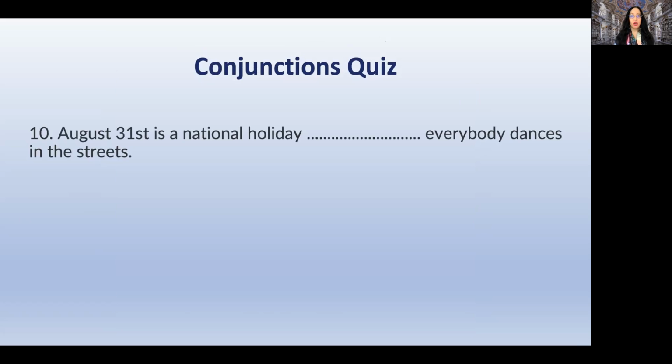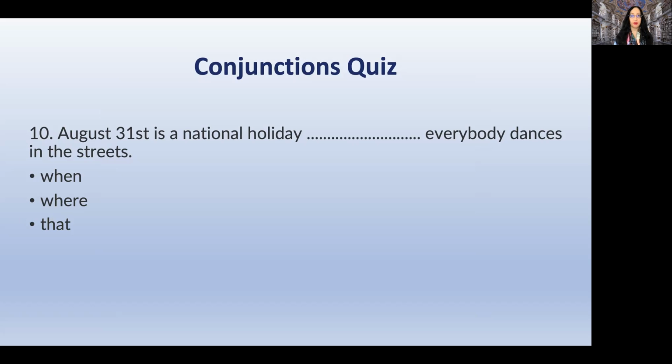Number 10. August 31st is a national holiday blank. Everybody dances in the streets. Is it the conjunction when? Is it where? Or is it that? This could be tough. All right, so let's just repeat the sentence using all 3 words.